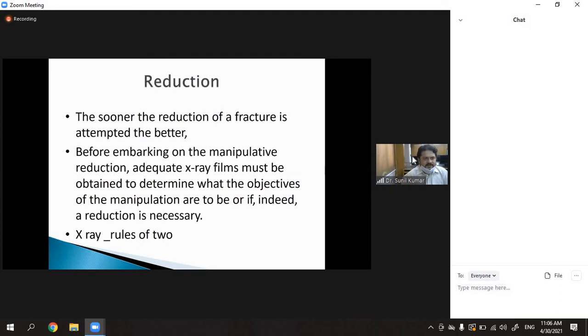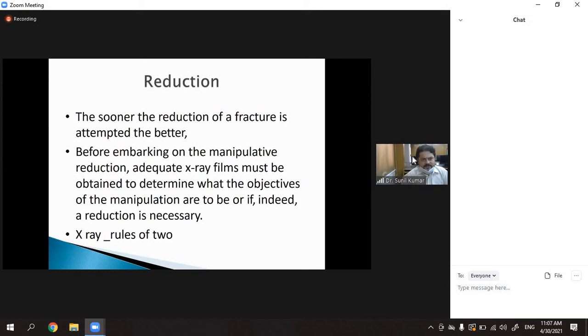The sooner the reduction of a fracture is attempted, the better, because delaying the reduction of the fracture can cause, as already mentioned, a closed fracture to turn into an open fracture, or the chances of fat embolism will be increased. So as soon as possible after resuscitation, we have to attempt reduction of the fracture.